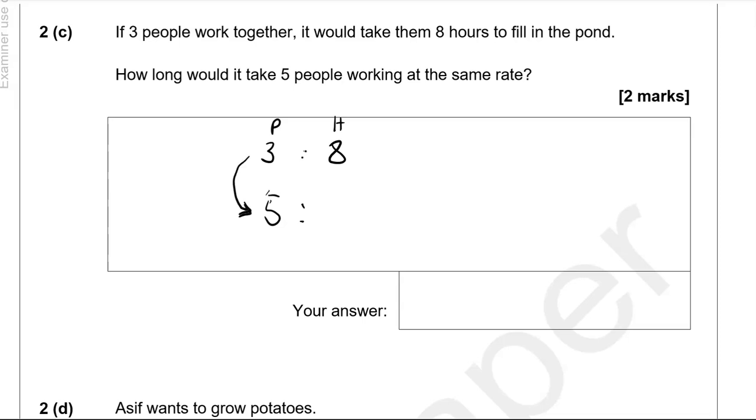So to get from 3 to 5, what do we multiply by? So we're going to do in the calculator 5 divided by 3, which gives us 1.6 recurring. Now we're going to do the opposite, so divide by 1.6 recurring on the other side. So 8 divided by the 1.6 recurring gives us 4.8 hours.